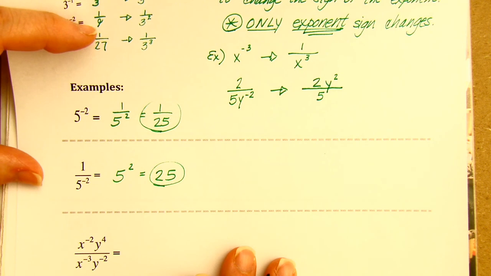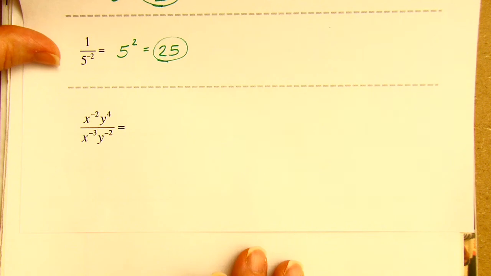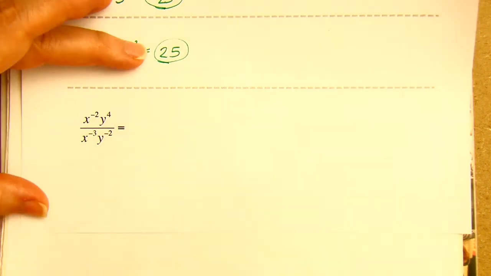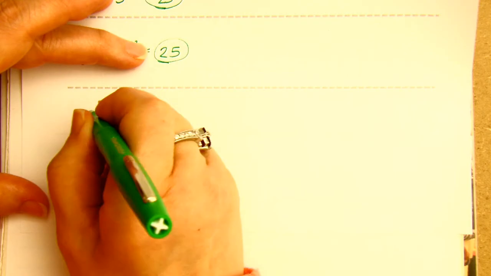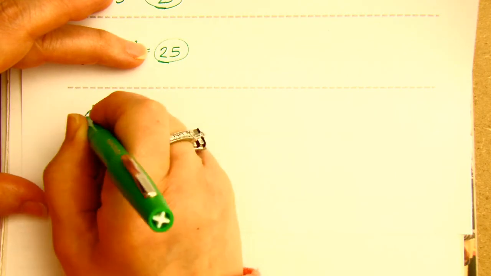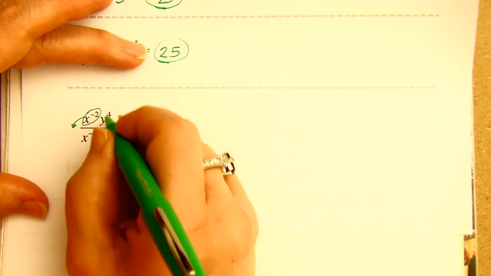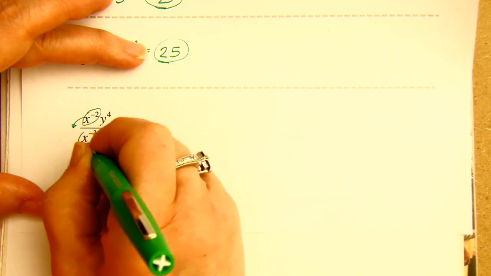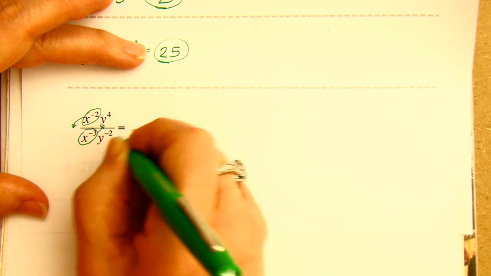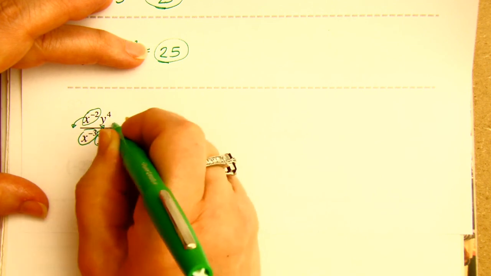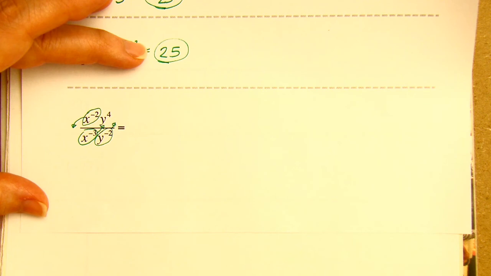Let's take a look at the third problem on this page. All right, what do we got? X to the negative 2. Oh, that's got to go downstairs. So sometimes I'll circle these and give a directional arrow where I'm taking it. Y to the 4th, that's going to stay. These 2, however, they're going to get moved up. Now, don't forget, when you move them, you have to change the sign.